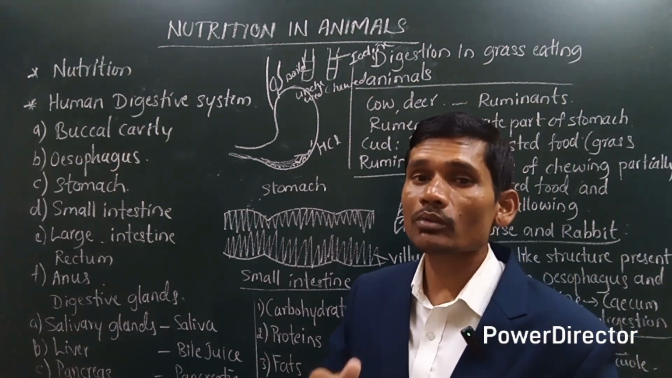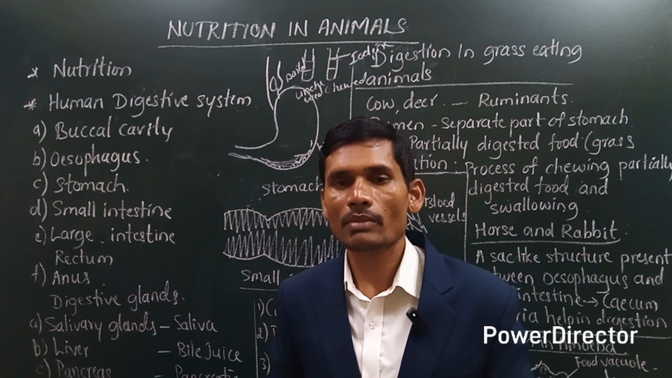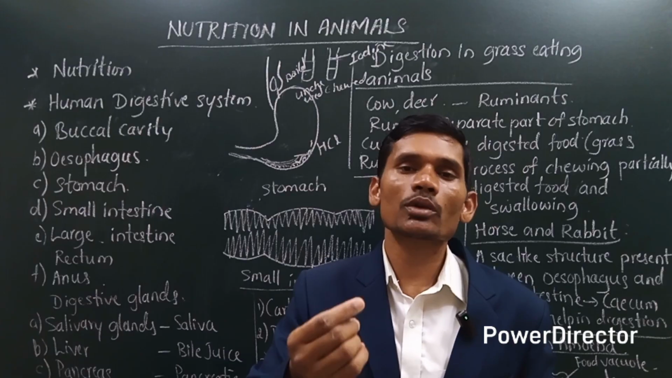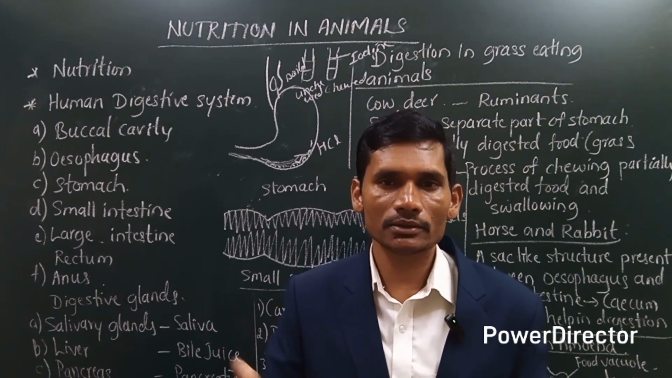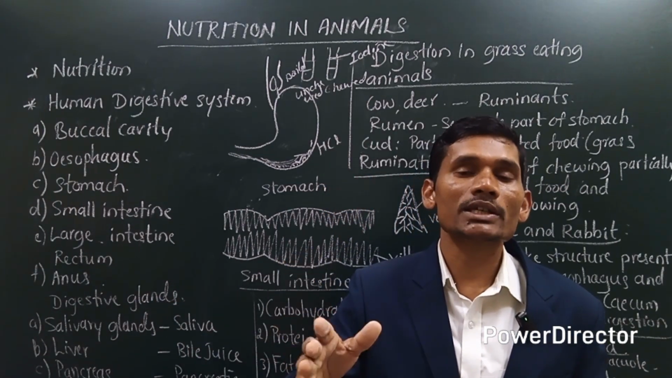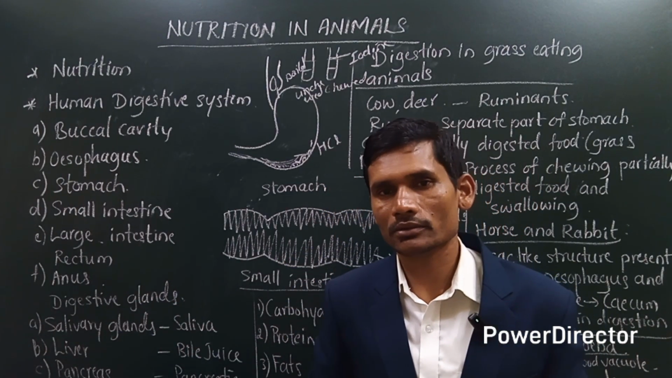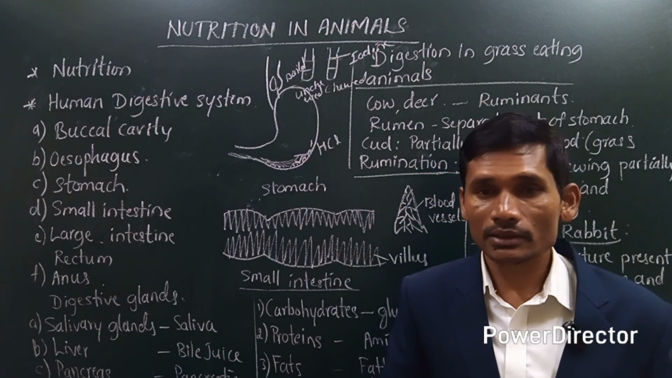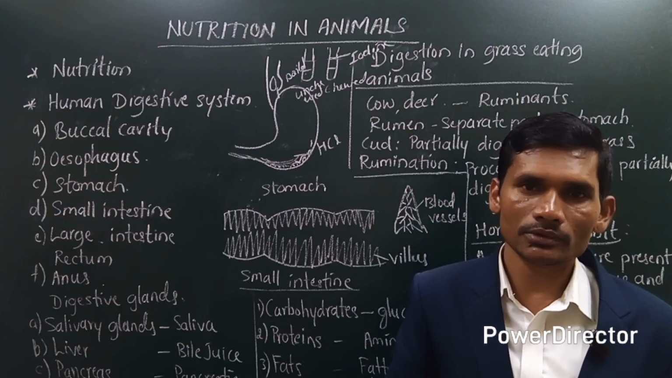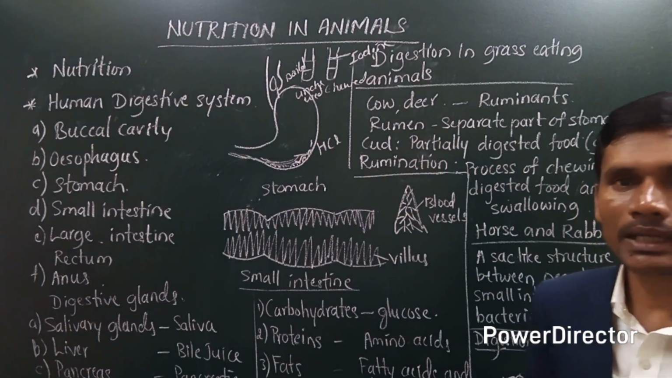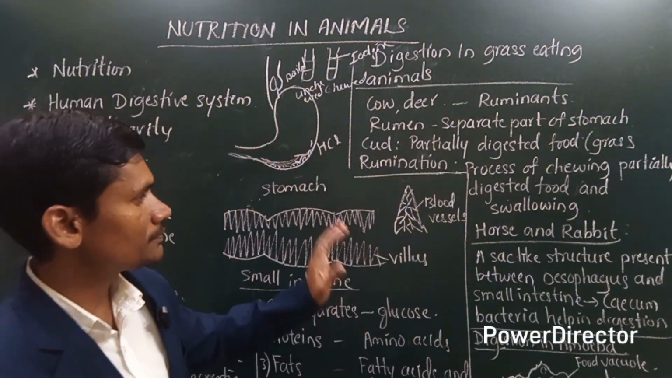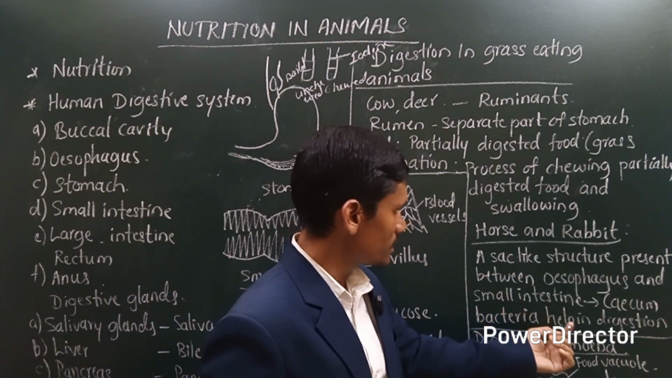Next, after this, coming to horse and rabbit. In these, there is one more separate sac-like, bag-like structure present between their esophagus and small intestine. Okay, so there this partially digested food is stored, and with the help of the action of bacteria inside, it gets digested. Then we call this bag by one name, cecum. Okay, we call it cecum, right? So in the cecum, the food is getting digested with the action of bacteria. Okay, here you can see, here cecum is written.